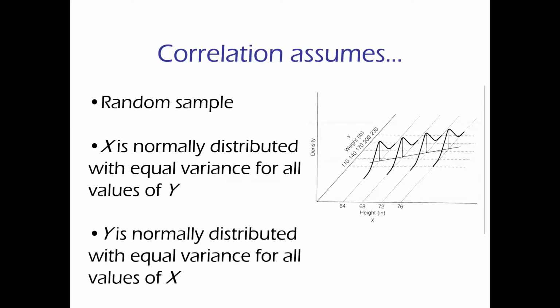There are certain assumptions of the correlation which must be met for the test to be valid. First, it must be a random sample. Second, X is normally distributed with equal variance at all values of Y. And on the other side, Y is normally distributed with equal variance for all values of X. So I'll expand on this test assumption topic in our lecture next week, so I won't get into too much detail here.